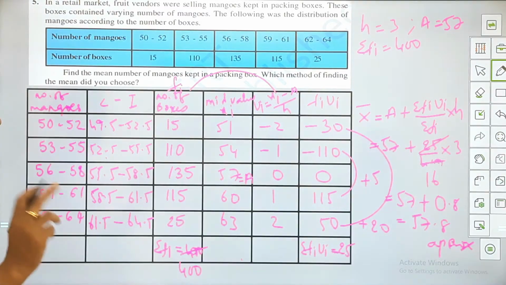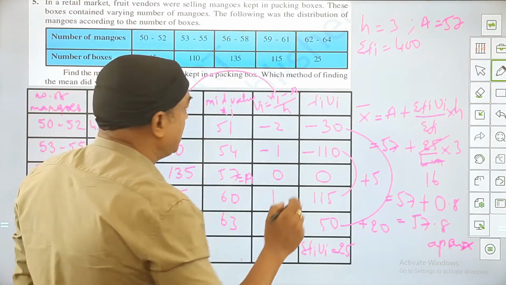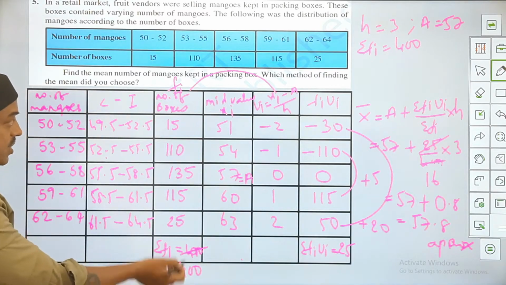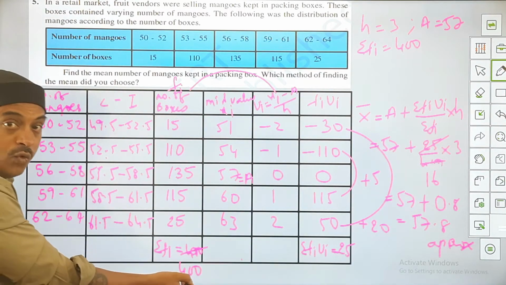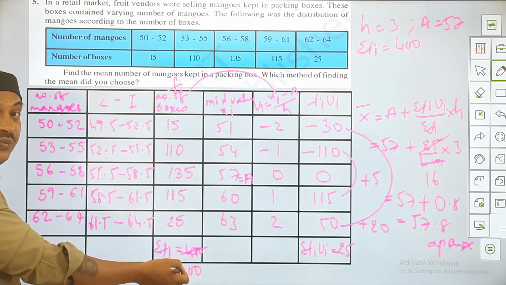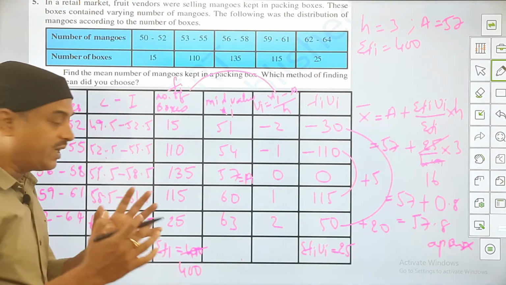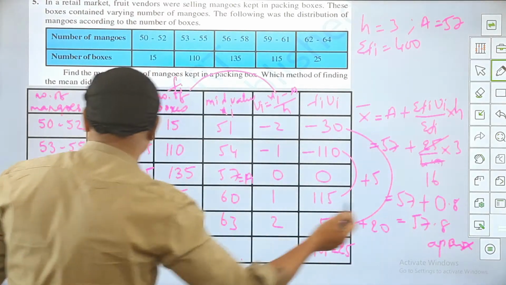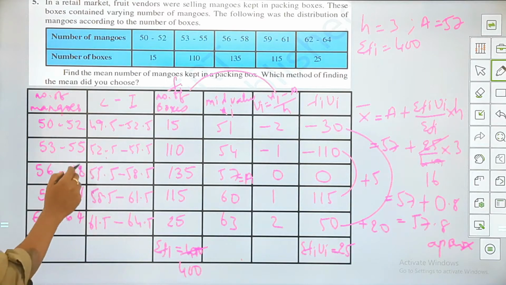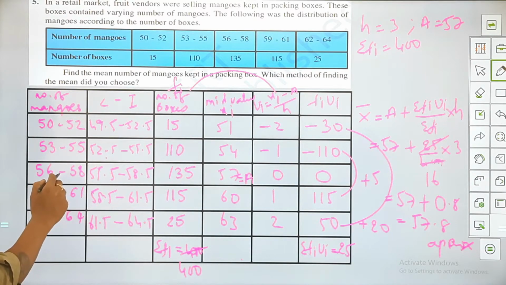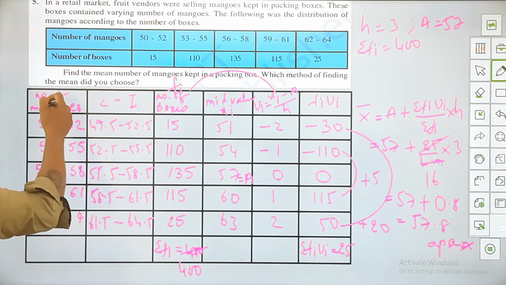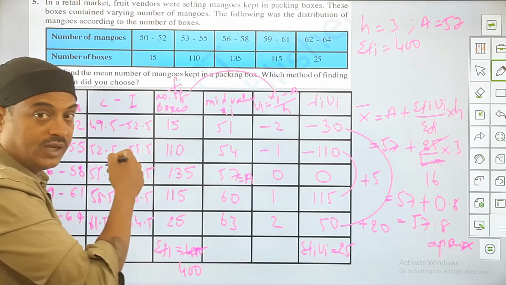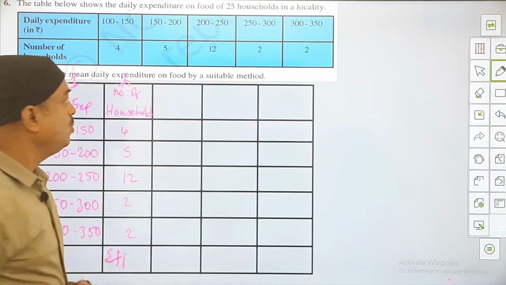Now check this answer. What did he say? The average of 400 boxes. How many boxes we have here total? 400 boxes, and the average weight of these 400 boxes altogether is 57.8, and that falls in here somewhere. So the mean, we all know, will fall in between the maximum and the minimum of the values here. Okay. So let us do the sixth question.